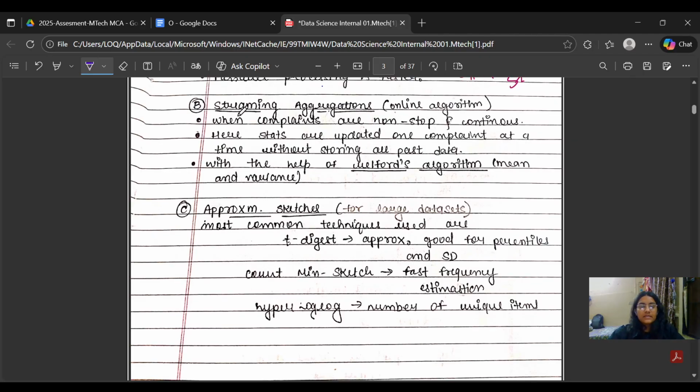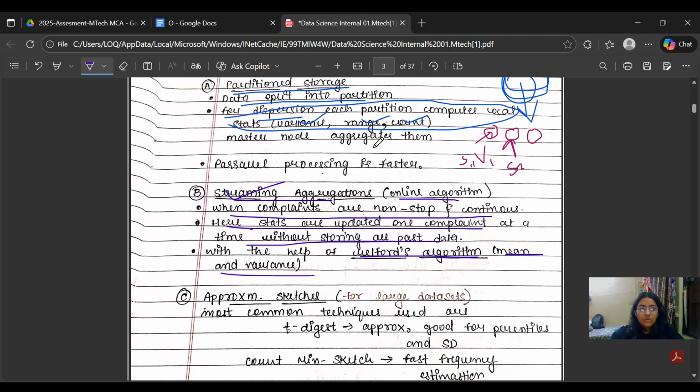Now streaming aggregation: it is an online algorithm used when complaints are non-stop and continuous. Here stats are updated one complaint at a time without storing all past data. When is streaming aggregation used? When our complaints are non-stop and continuous, and the stats get updated. We use Welford's algorithm to find the mean and variance in streaming.